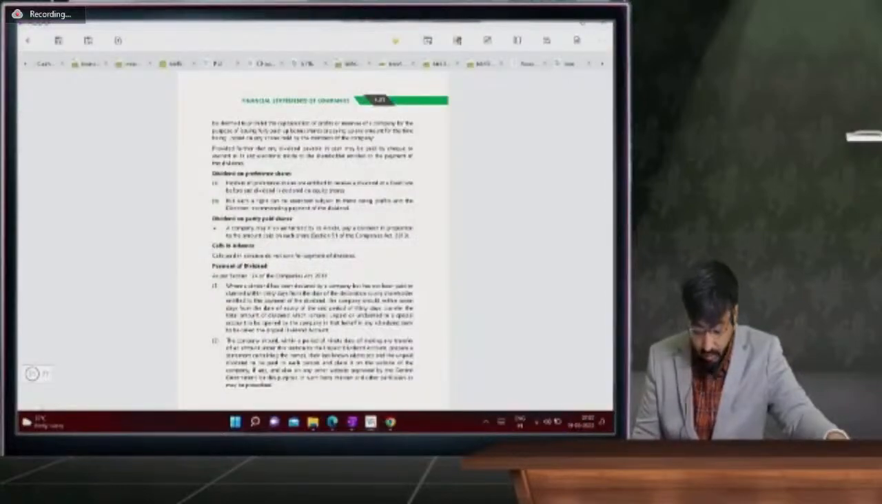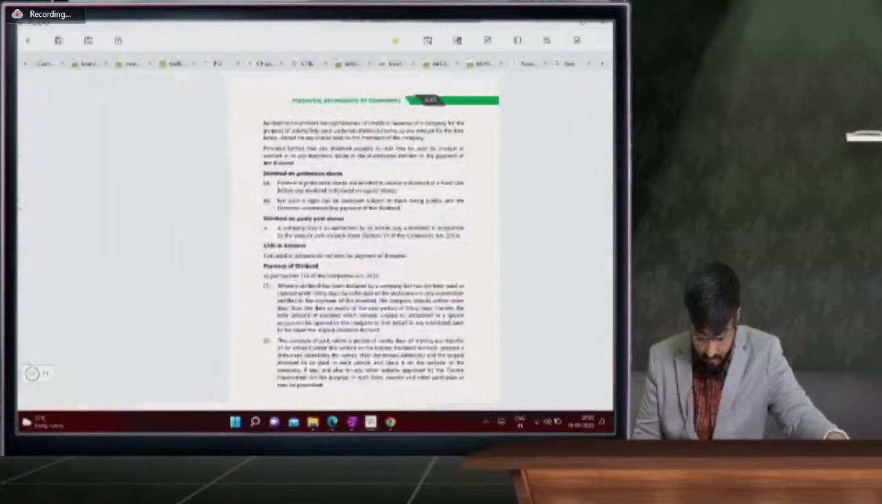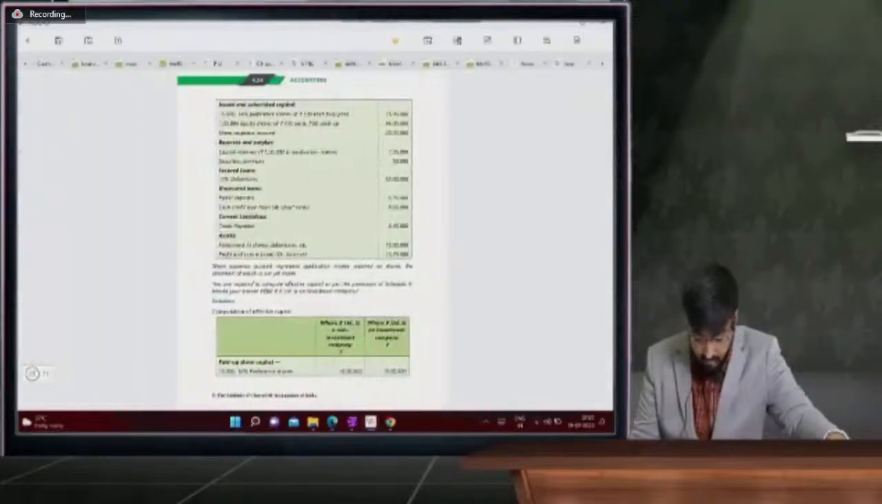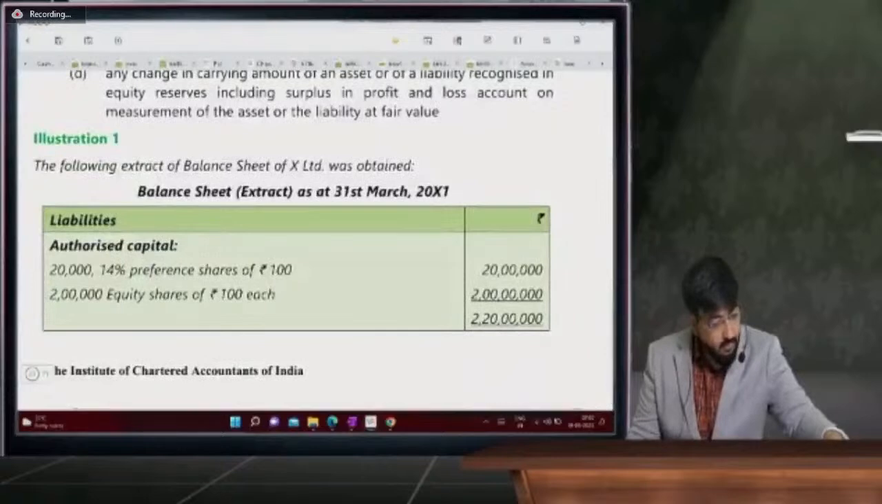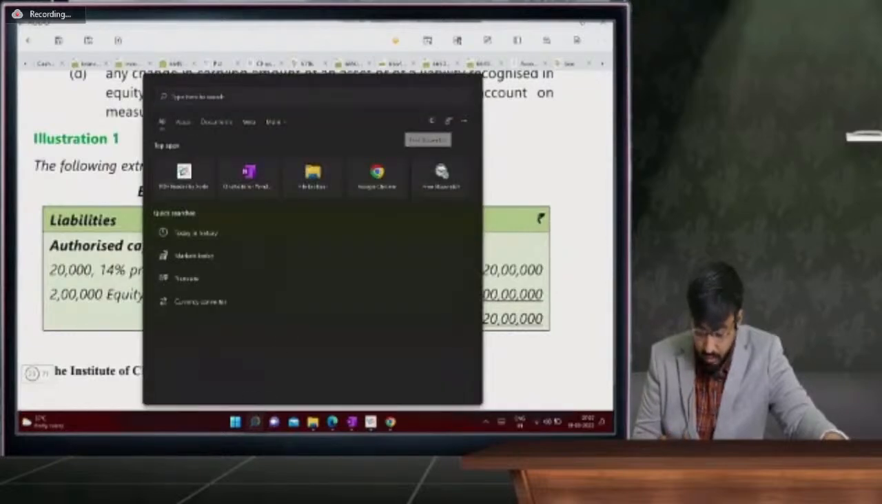This is a time to revise all these things. I will read your answer. I'm giving you exactly 3 minutes, and after 3 minutes, I'm going to start with illustration number 1.